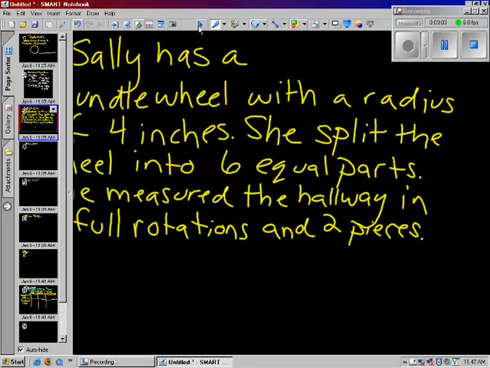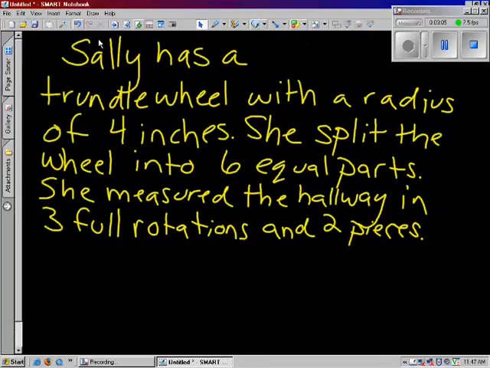Now, let's deal with an entire trundle wheel problem here. Sally has a trundle wheel with a radius of 4 inches. She split the wheel into 6 equal parts. She then measured the hallway in 3 full rotations and 2 pieces.